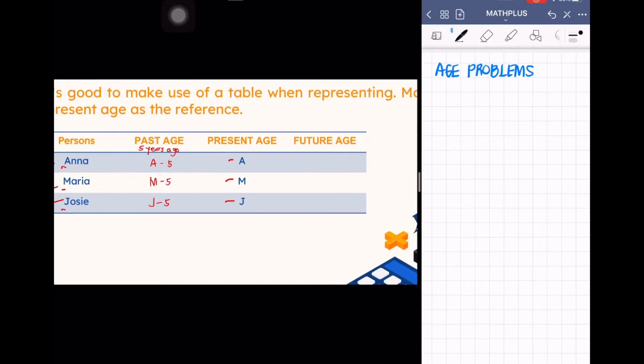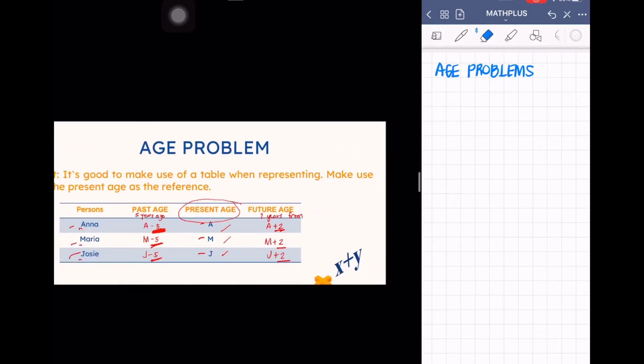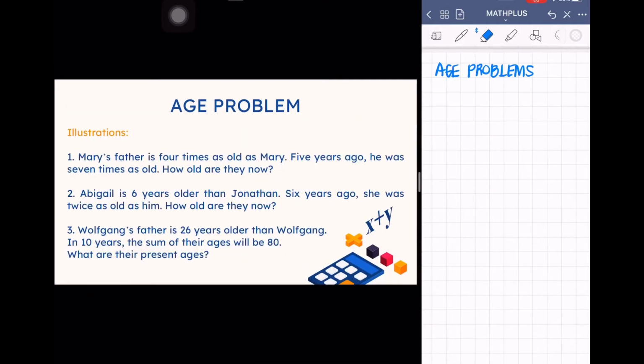If we're solving for something in the future, like 2 years from now, what would be the representation of Anna, Maria, and Josie's ages? That would be A plus 2, M plus 2, and J plus 2, which means we always use the present time as a reference. It's easier to have this table because most of the time, students tend to forget the minus 5, minus 5, plus 2, plus 2, plus 2 when they are translating. With that said, let's have our illustration.